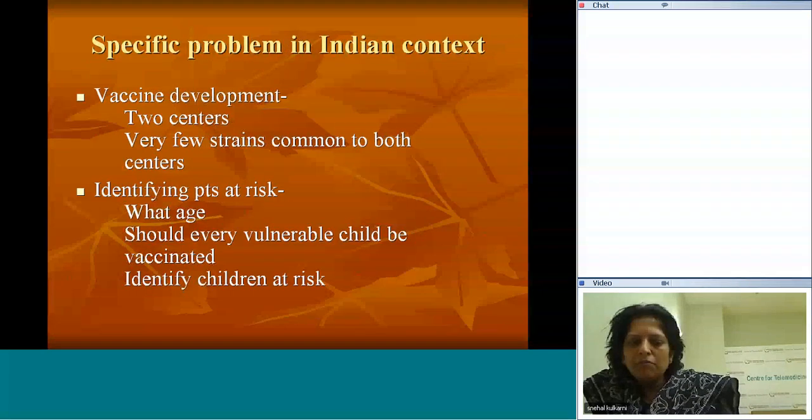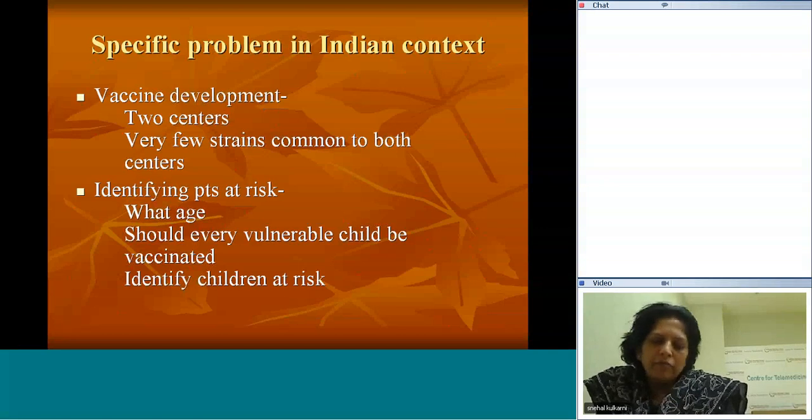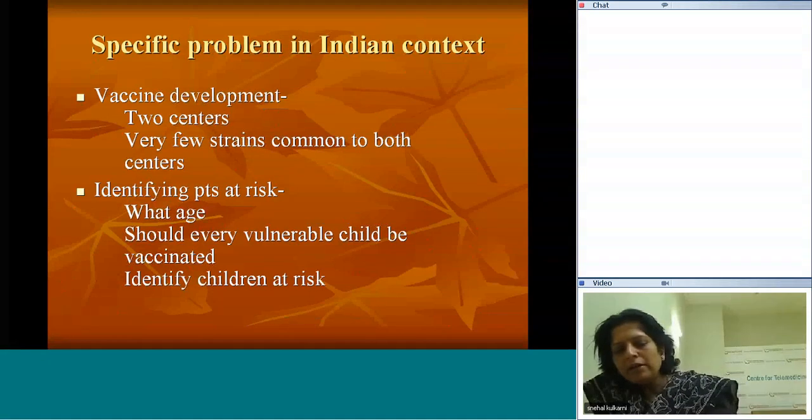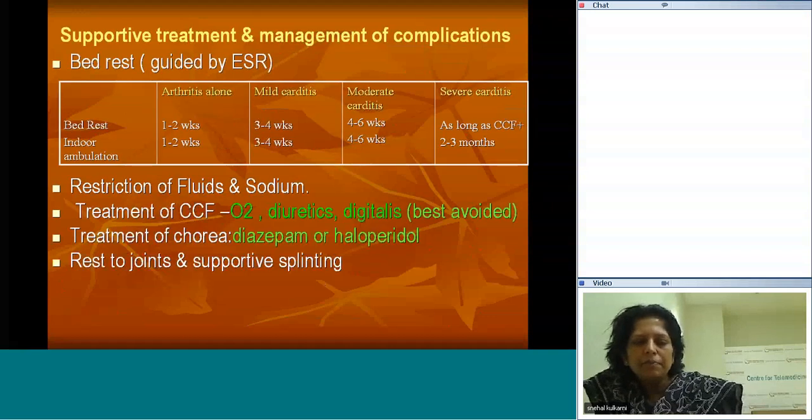And unfortunately, what happened, there were very few claims which were common to both the centers. And when we decide which are the patient groups at risk to whom this vaccine needs to be given, there are issues what age we should give. Should every vulnerable child need to be vaccinated? And which are the children at risk? So we really do not have these particular questions identified, and we don't know how to go ahead and whether the vaccine is a real answer for it.